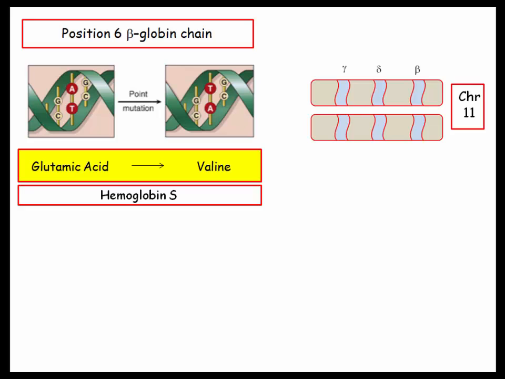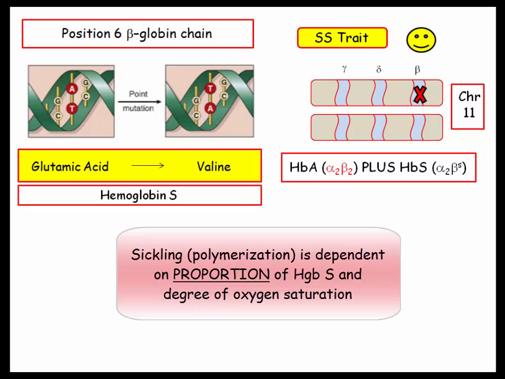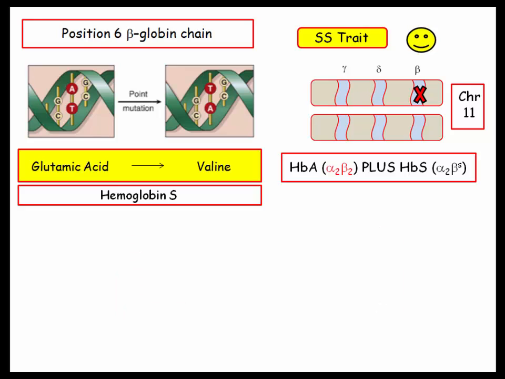Since we have 2 beta chain alleles on chromosome 11, a single mutation will give rise to sickle cell trait. That is, the patient is still able to make beta chains since there is one functional gene. This is sufficient to prevent red blood cell polymerization. Just to be clear, sickling is dependent on the amount of hemoglobin S present and the amount of oxygen desaturation. So this abnormal hemoglobin called hemoglobin S can be identified on a hemoglobin electrophoresis.